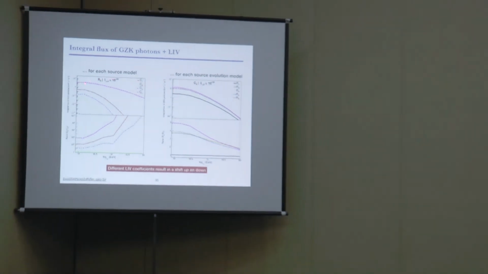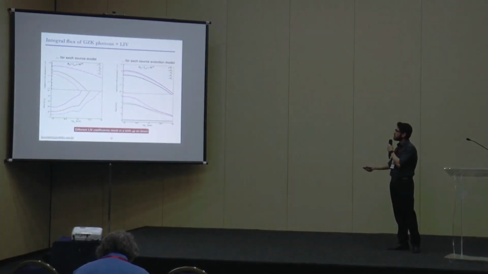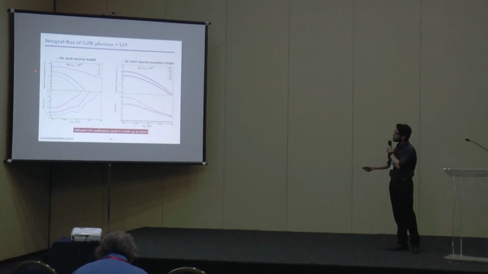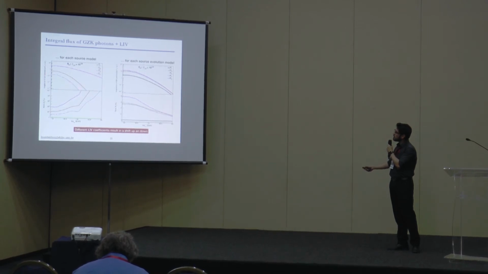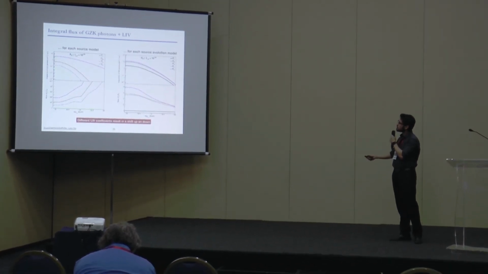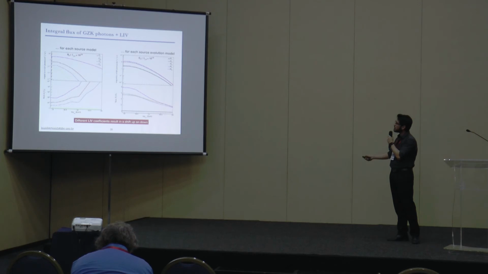Here is an example for the R5 scenario. You can see here the integral flux of the GZK photons, and you can see how it changes for different models. This is assuming already some LIV, and this is the source distribution. You can see there is not much difference among them for this particular LIV. By using different LIV coefficients, they result in a shift up and down of this effect.